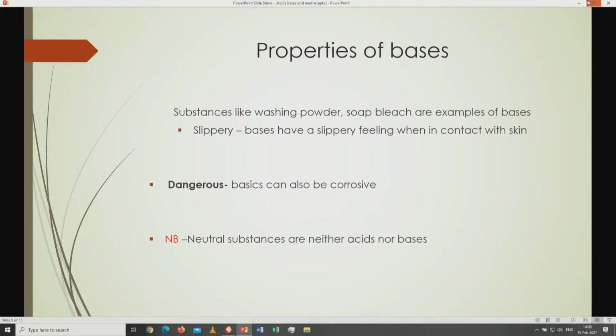We also have bases that are very dangerous. And these bases can also be corrosive, can cause serious harm to our skin when they come in contact with it. Take note that neutral substances are neither acids nor bases.